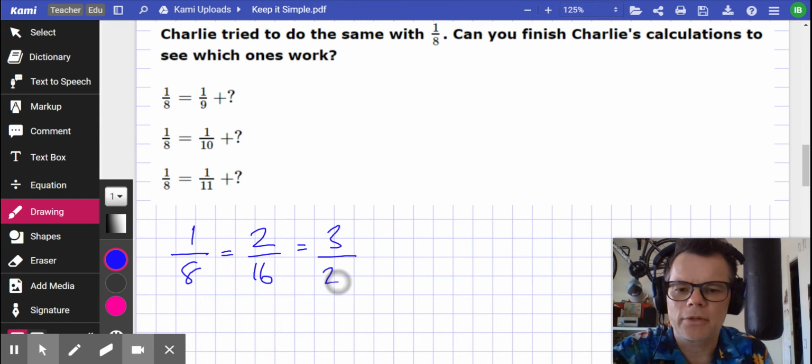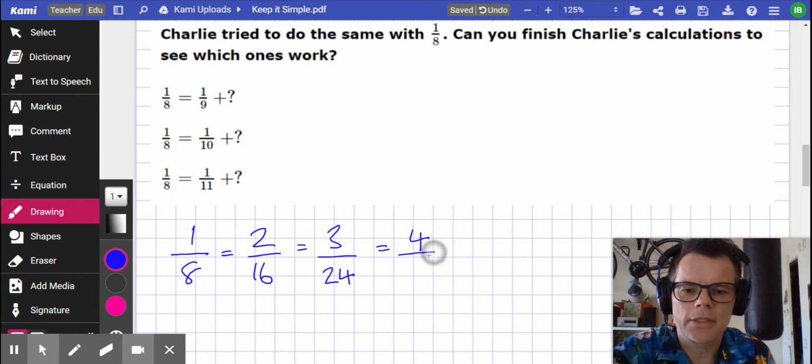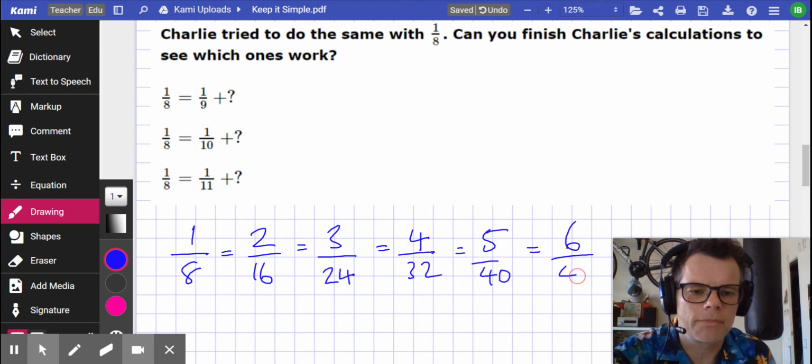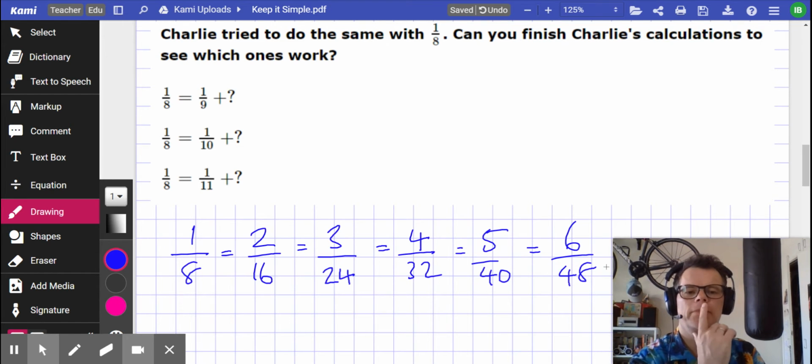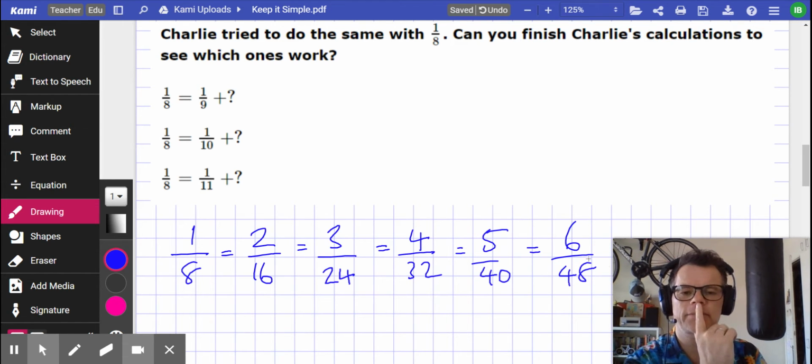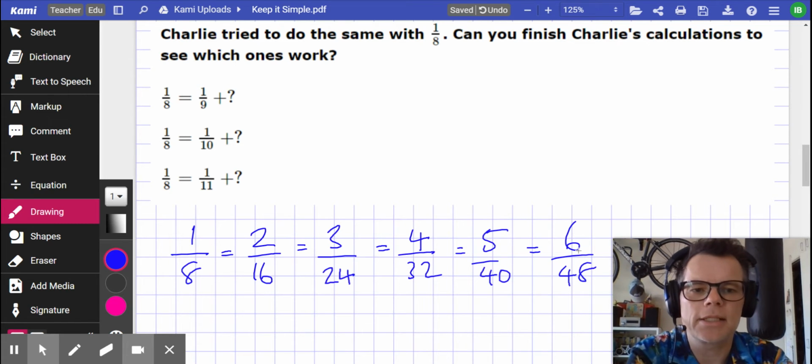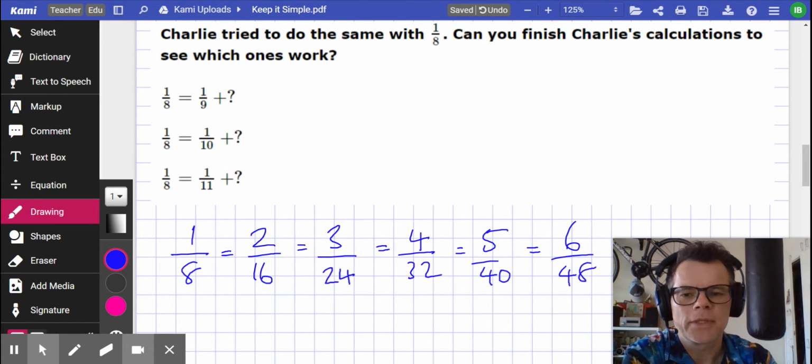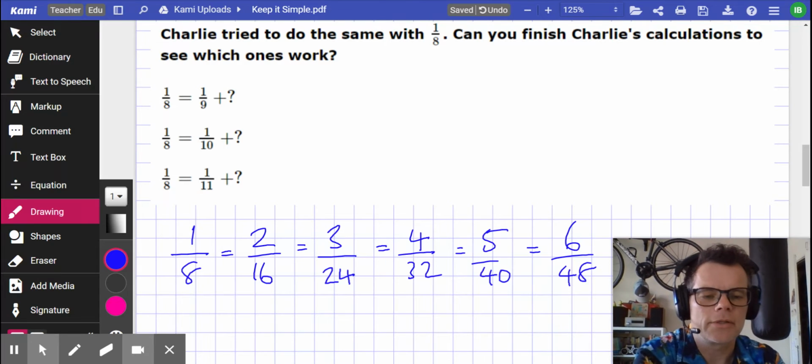What would that one be? That would be 3/24, wouldn't it? 3 8s are 24, that's right. 4 8s are 32. 5 8s are 40. So there's some equivalent fractions. I wonder if that can help me. So pause the video again and see if you can work through that problem and see if you can find those unit fractions which are equal to 1/8. Good luck.